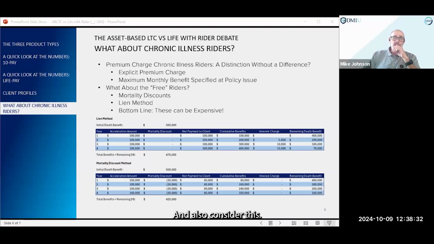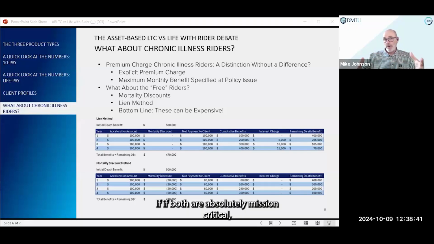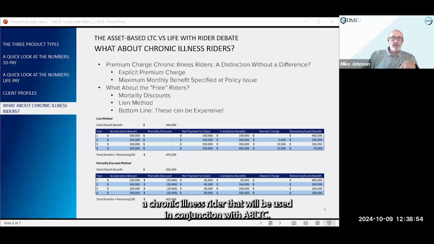And also consider this, when we consider both ABLTC and life insurance with riders, if both are absolutely mission critical, then the plan should be covering both of those needs. Many clients will use a life with long-term care or chronic illness rider, and that'd be used in conjunction with ABLTC. And so you, as your client's trusted advisor, can give them that peace of mind that all their needs are going to be covered when they need it most.